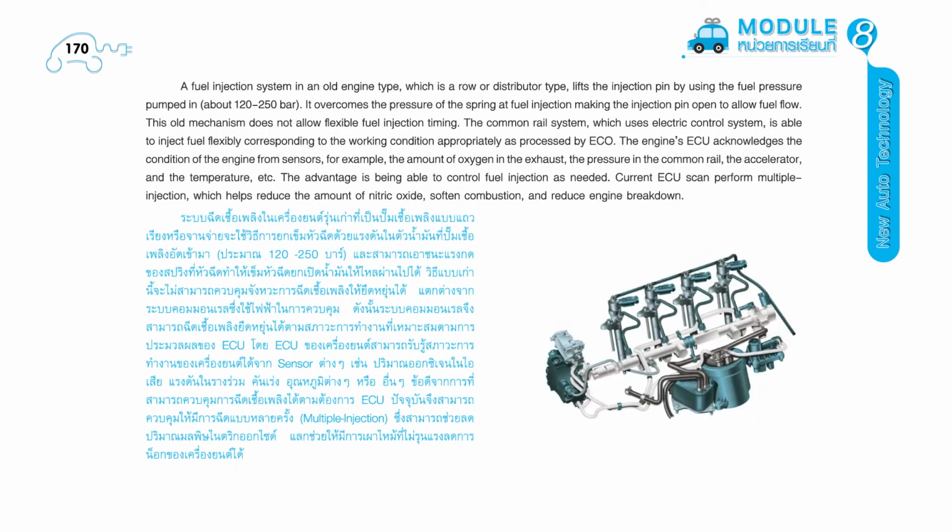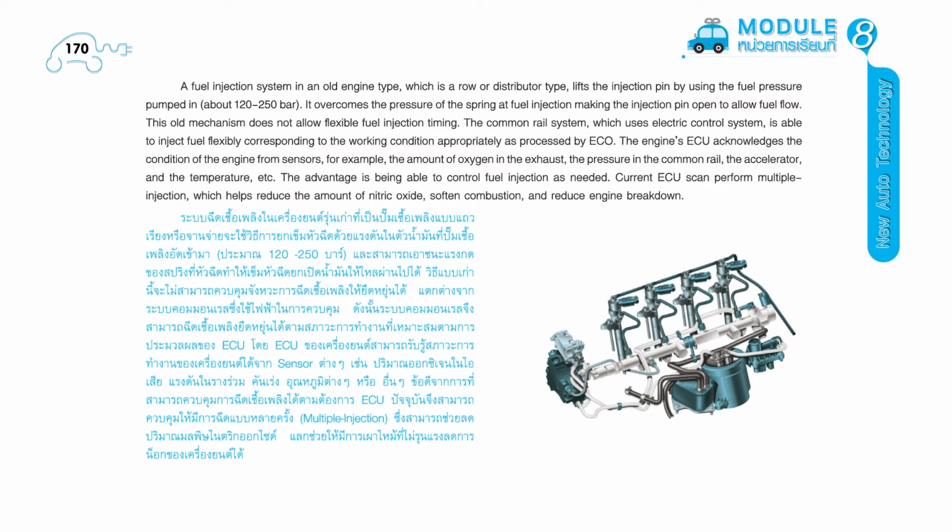Page 170. A fuel injection system in an old engine type, which is a row or distributor type, lifts the injection pin by using the fuel pressure pumped in at about 120 to 250 bar. It overcomes the pressure of the spring at fuel injection, making the injection pin open to allow fuel flow. This old mechanism does not allow flexible fuel injection timing.